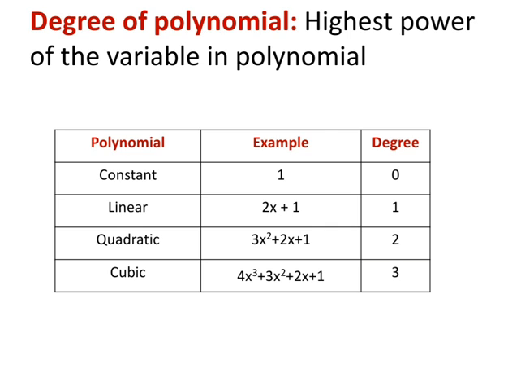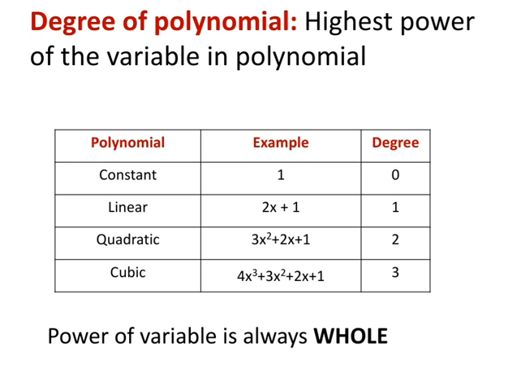Then cubic polynomial, 4x cube plus 3x square plus 2x plus 1. The highest power is 3, so the degree of a cubic polynomial is 3. Okay, the power of the variable is always a whole number.